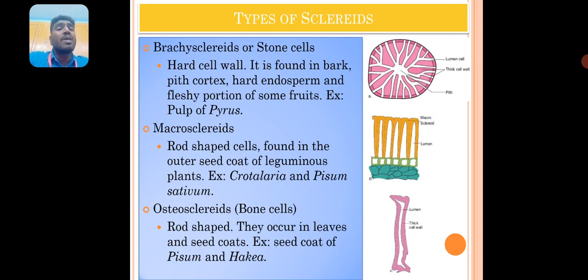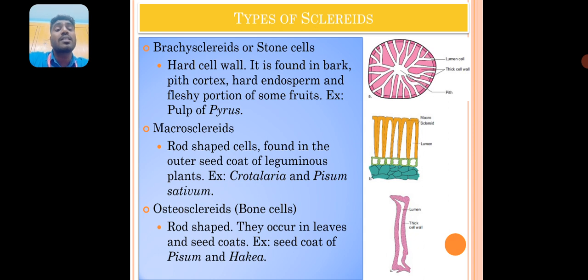Types of sclereids: brachysclereids or stone cells, macrosclereids, osteosclereids, astrosclereids, and finally trichosclereids. Brachysclereids are stone cells with hard cell walls. They are found in bark, pith, cortex, hard endosperm, and the fleshy portion of some fruits. Example: bulb of Iris. Macrosclereids are rod-shaped cells found in the outer seed coat of leguminous plants. Example: Crotalaria and Pisum sativum.